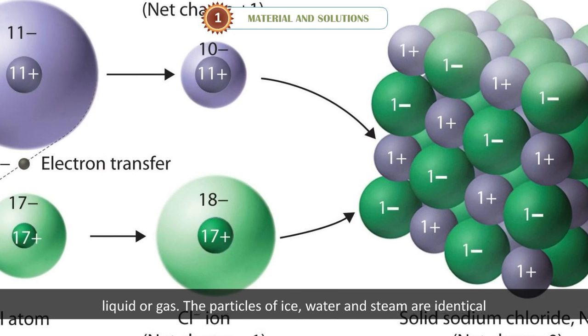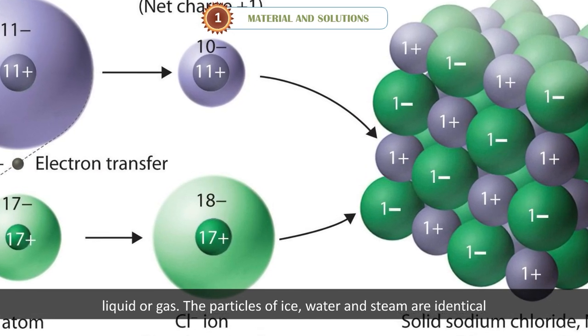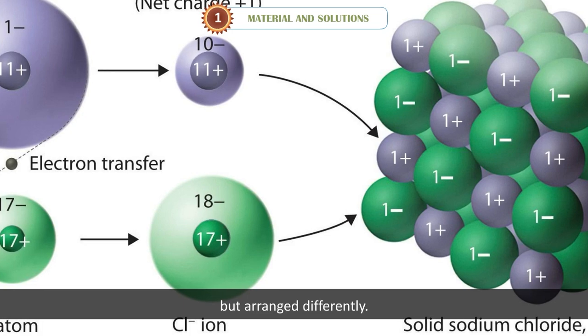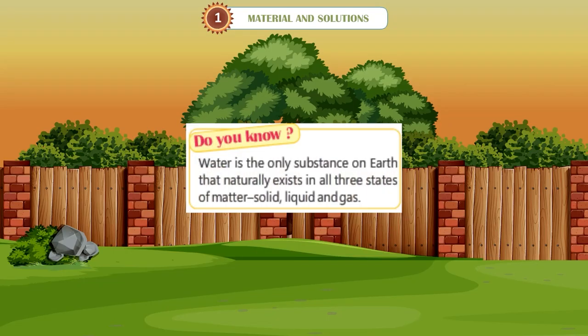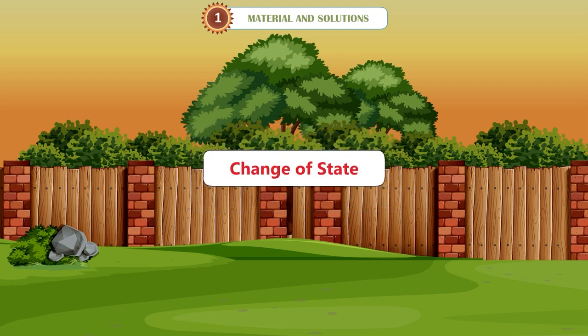The particles of ice, water, and steam are identical but arranged differently. Do you know? Water is the only substance on Earth that naturally exists in all three states of matter: solid, liquid, and gas.